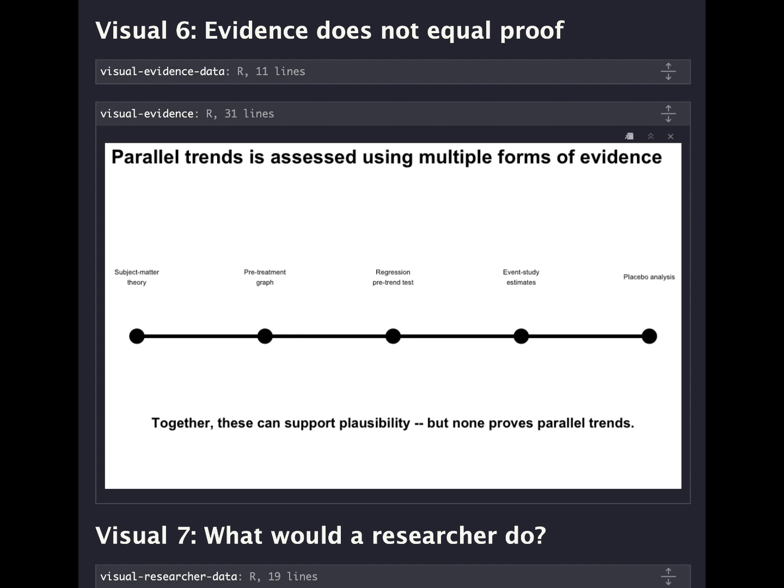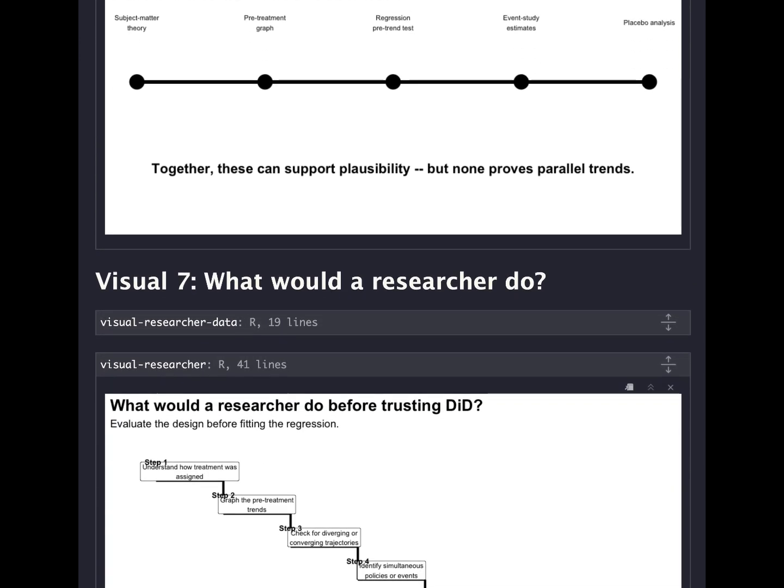Regression-based pre-trend tests, event study estimates, and placebo analyses can provide additional information. However, a non-significant p-value cannot prove that the trends are parallel. The test may simply lack enough data or statistical power to detect a meaningful difference. This is why researchers should describe parallel trends as plausible, supported, questionable, or unsupported, not necessarily proven or not proven.